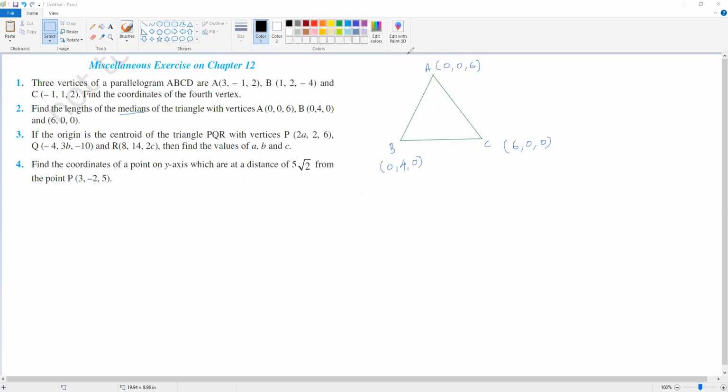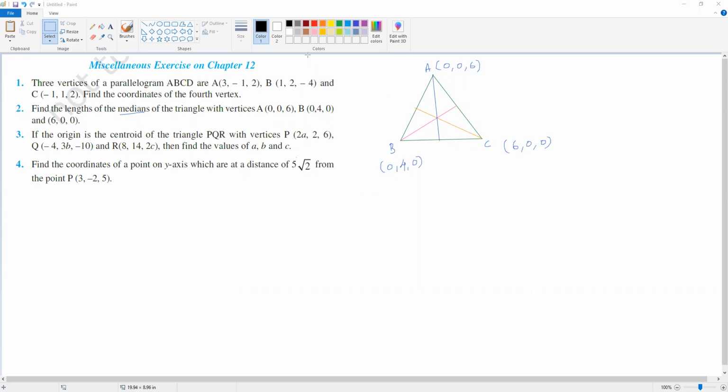So median means a line segment from one vertex to the midpoint of the opposite side. You can draw three medians. From B, you can draw a median to AC. Similarly, from C you can draw a median to AB, and from A you can draw a median to BC.